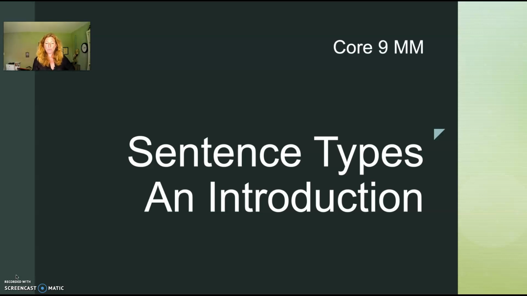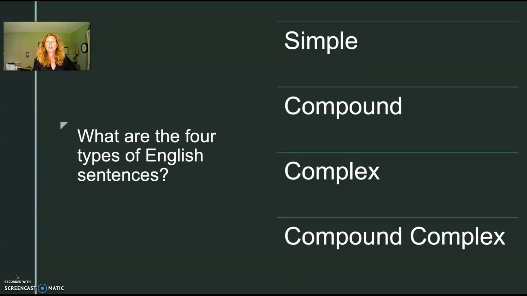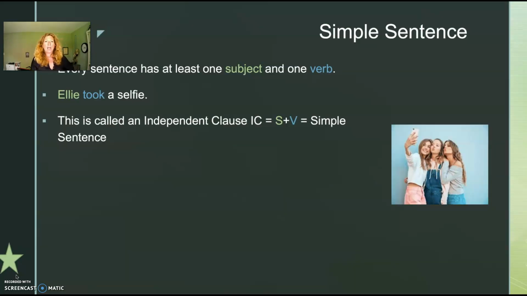This is a short video reminding you of the different sentence types, okay? I'm going to go through it quite quickly, but you can slow it down if it's too fast. So the four kinds of sentences in English are simple, compound, complex, and compound complex. Every single sentence has at least one subject and one verb, okay?